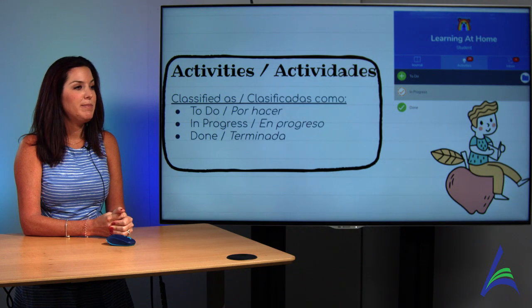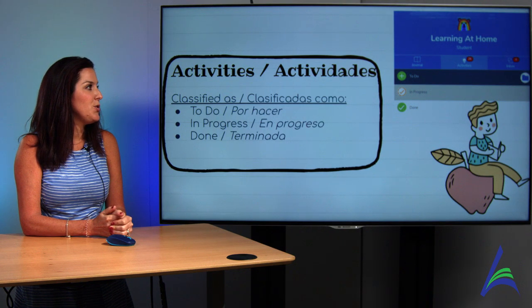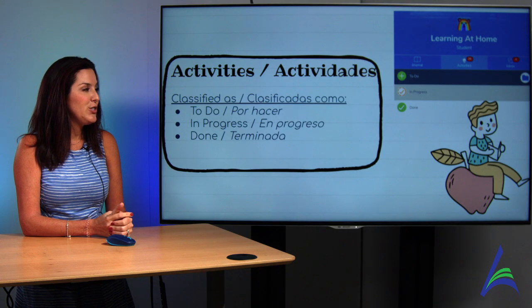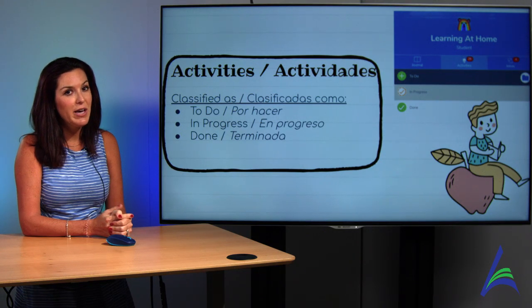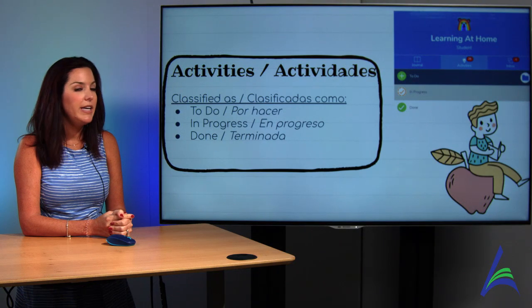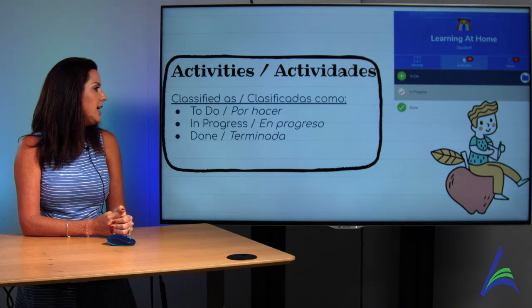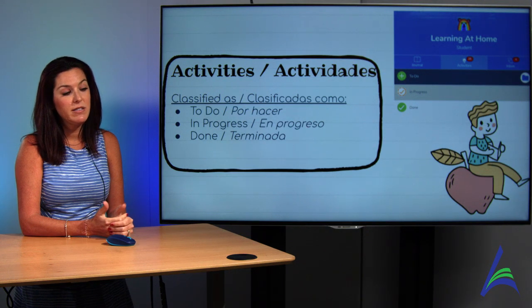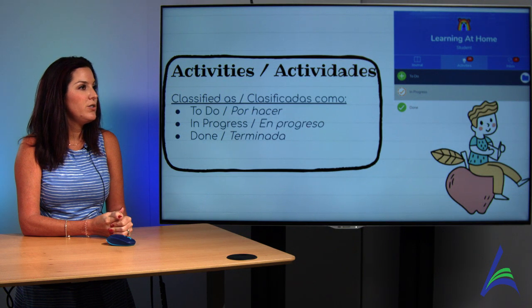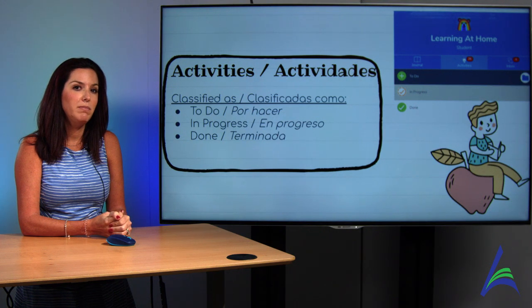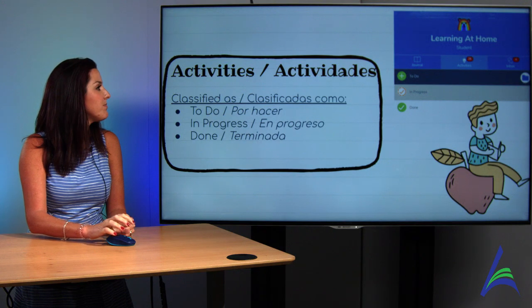Activities are different assignments that your child's teacher can send to your student to complete. They are classified as either to do, indicating that they have not yet begun that assignment; in progress, meaning they've started the work but have not finished it yet; and lastly, done. What this means is that you will be able to see the work that your students have been assigned, what they've started, as well as what they've completed from year to year.